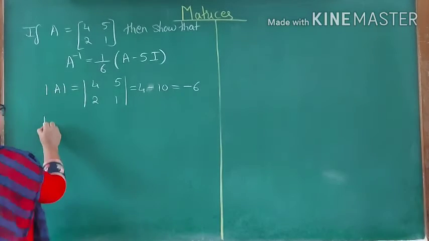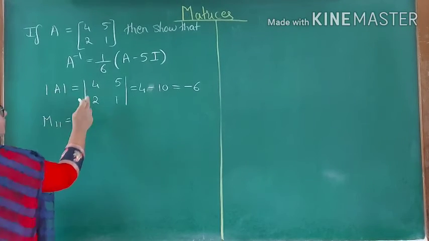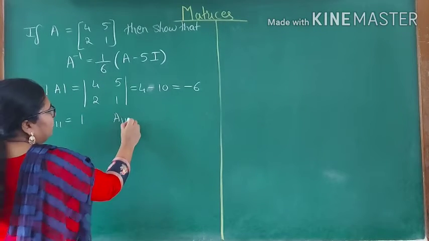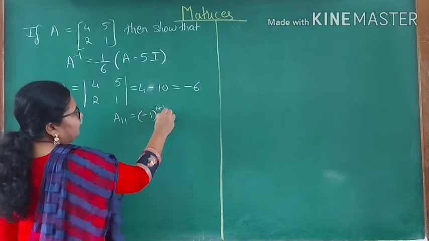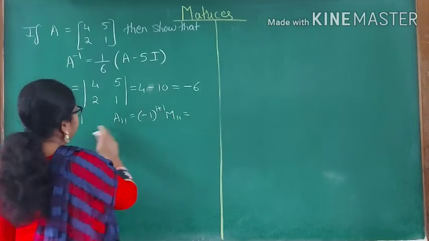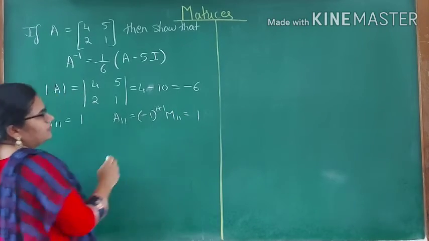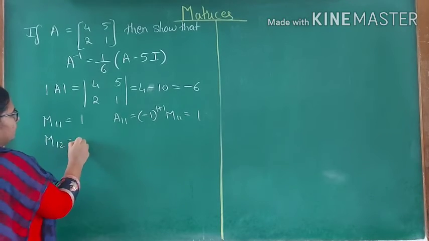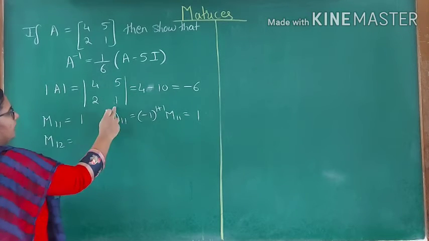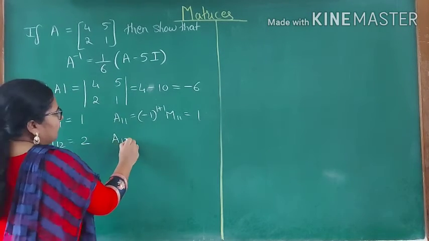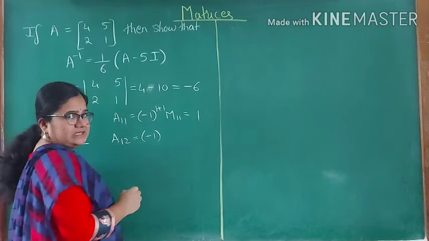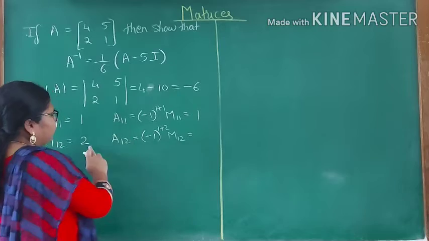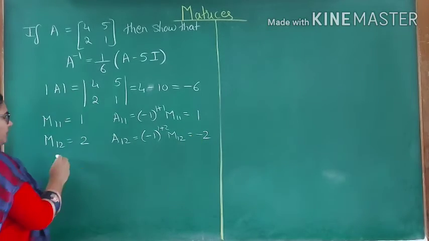Now minus and cofactors M11 is equal to, eliminate first row, first column, answer is 1. Cofactor will be minus 1 to the power 1 plus 1 into M11. Value will remain same because addition of the power is even. Then M12 will be equal to first row, second column elimination, answer is 2. A12 will be equal to minus 1 to the power 1 plus 2 into M12. Odd power sign will get changed, so answer will be minus 2.